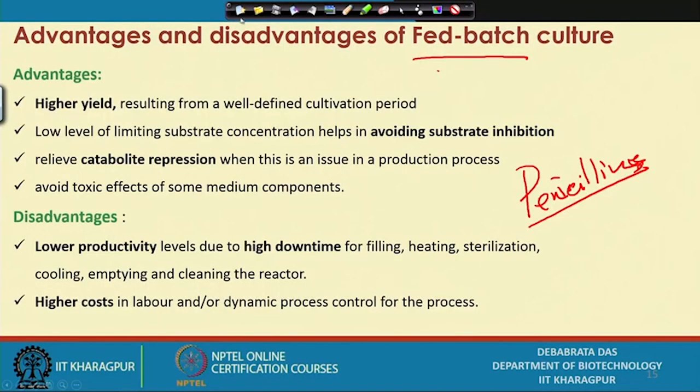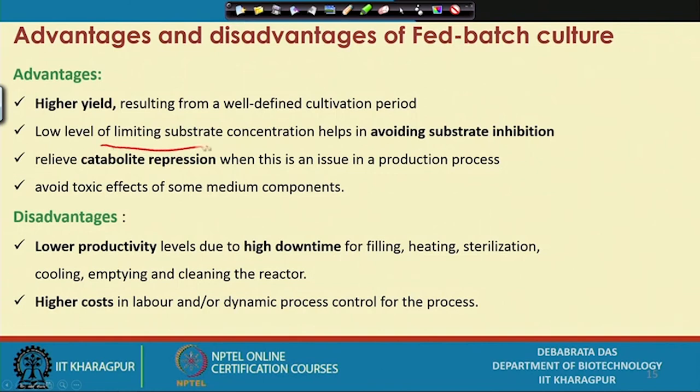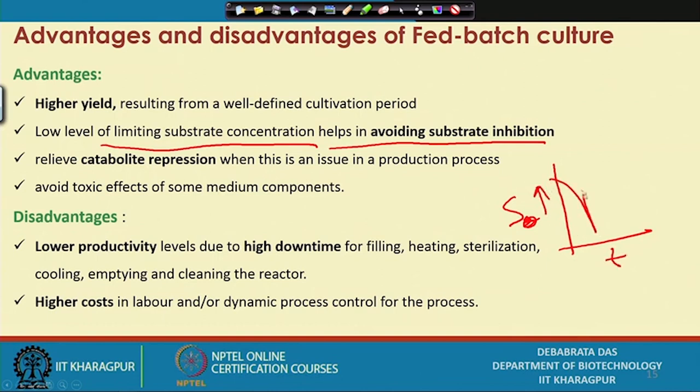So, to solve that problem, if you want to produce more penicillin, the fed batch process might be one of the major approaches. The low level of limiting substrate concentration helps avoid substrate inhibition. That is the major fact we have. What I try to point out is, this is substrate concentration and this is time. We maintain a particular level of substrate which is below the inhibition level. Then you keep on feeding, so that your rate of reaction is not hampered.